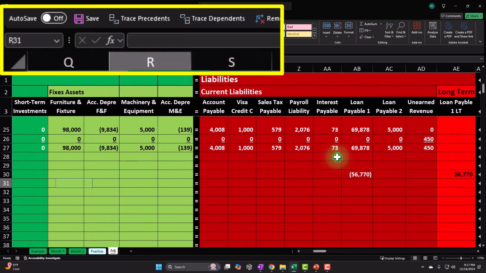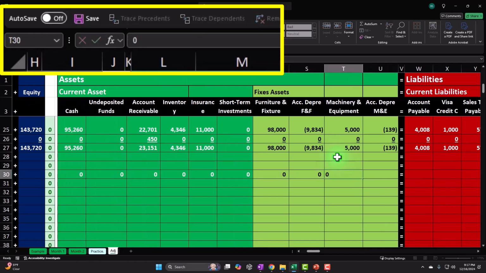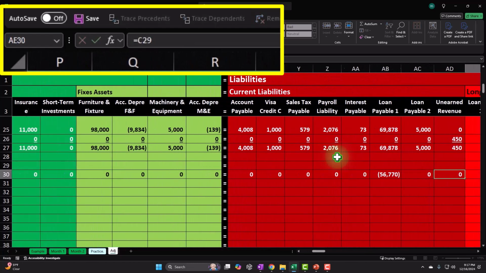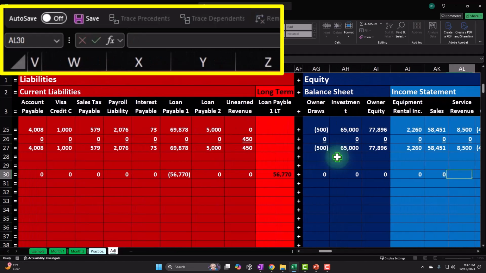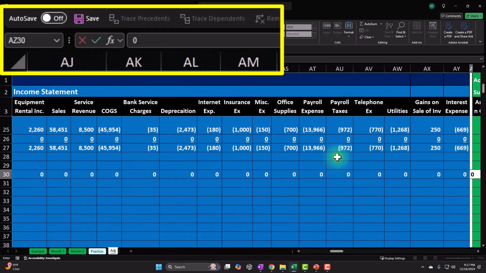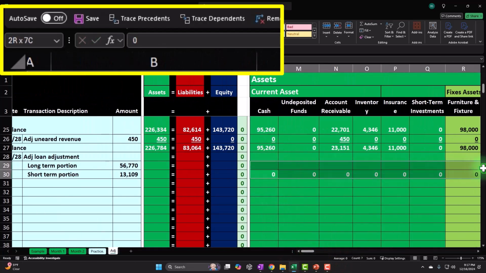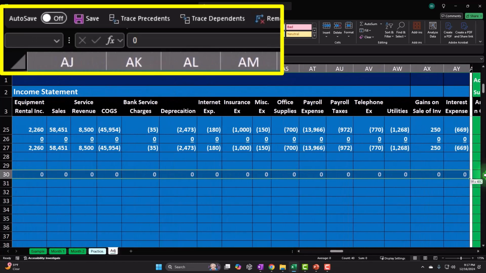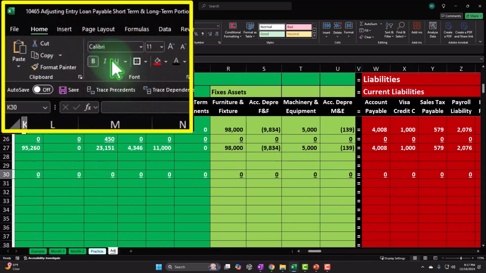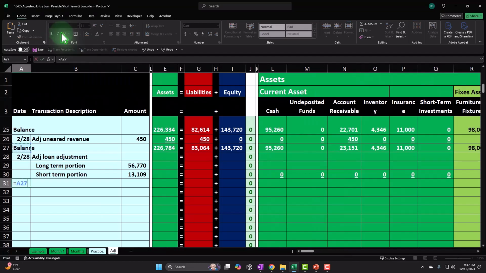And let's put zeros across the board for formatting's sake. All right, zeros across the board. Notice nothing's happening on the income statement because we actually broke out the interest and principal correctly. Let's do an underline: home tab, font group, underline, and then we'll bring down the balance.